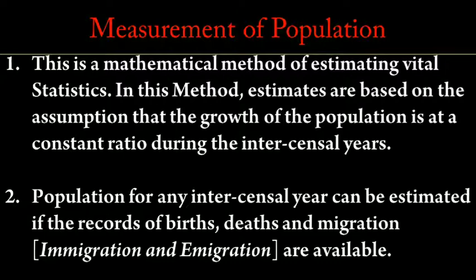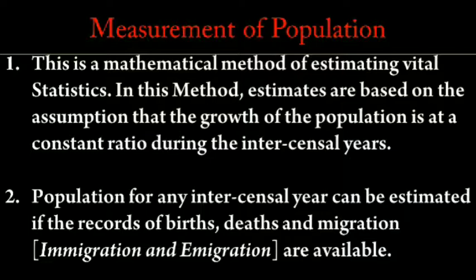By using the census enumeration method, we can find out the population only for the census years. Now in India, the previous census was conducted in the year 2011. So the next census will be in the year 2021. You will get the population only for those census years. Now, in order to find the population for any other year, the concept of measurement of population can be used.